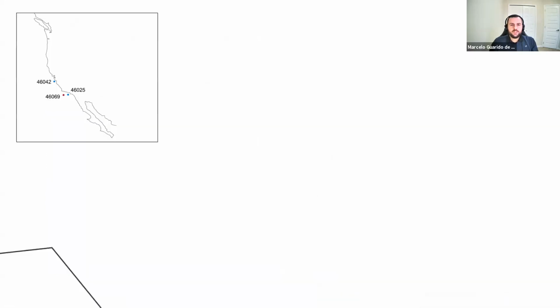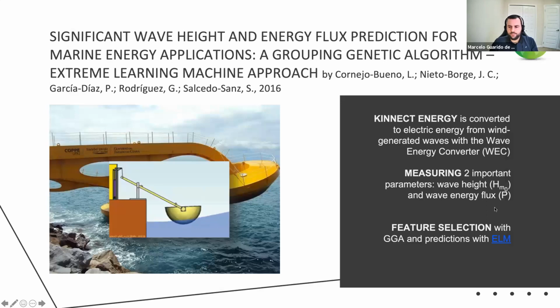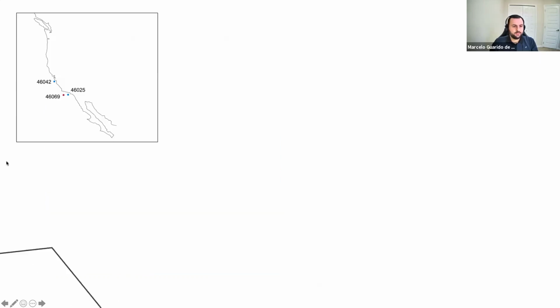So they study this on the western coast of the United States, where there are 3 buoys. The blue ones are the ones they are going to be using for training, where they have the measurements of the wave height and the wave energy flux. And this red one is their blind buoy.